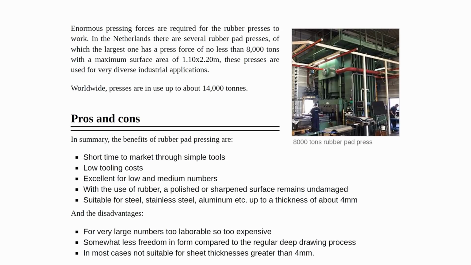And don't think that the rubber pad is only used for light pressing. You will be surprised. There are massive rubber pad presses in the Netherlands, including one that delivers a pressing force of 8,000 tons with a working area of 1.1 by 2.2 meters.